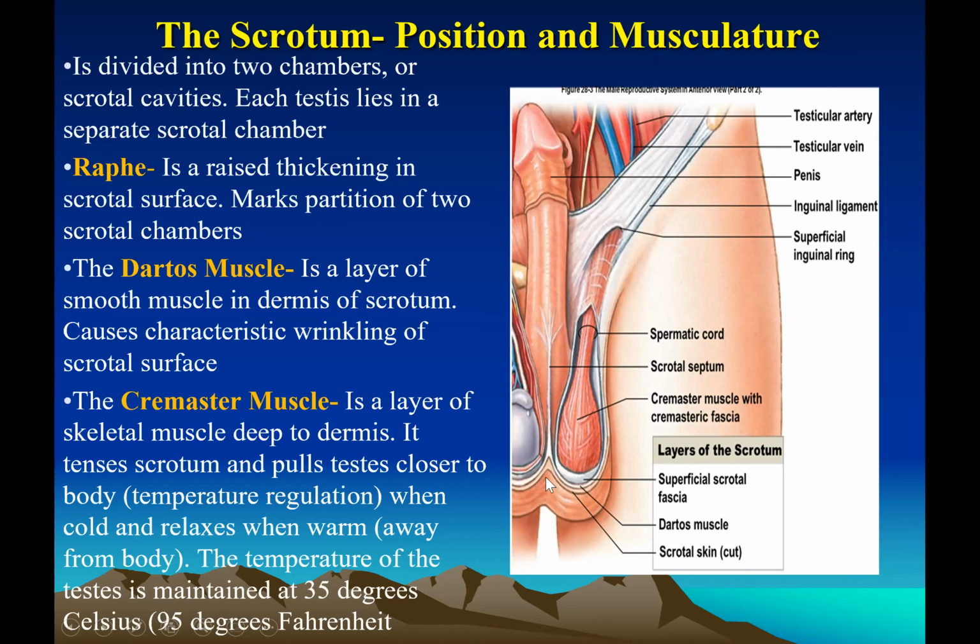The thickened connective tissue that divides the two sacs is called the raphe. So we saw skin, then fascia, then the dartos muscle, then more fascia, and then the cremaster muscle. The main purpose of the cremaster muscle is to maintain the lower temperature. The main reason for the dartos muscle is to give that wrinkled appearance and to accommodate the blood engorgement.